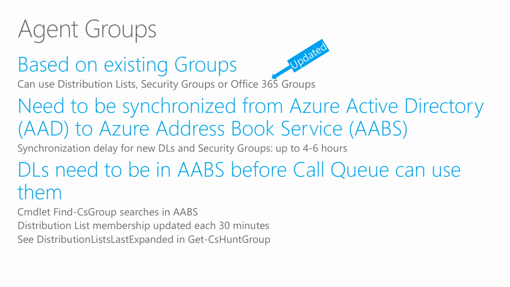Please note that the synchronization delay for a new DL, a new security group, or a new Office 365 group can take up to 6 hours. DLs need to be in AABS before a call queue can use them. If you want to verify if your DL is in AABS, you can use the Find-CsGroup cmdlet. You can also use Get-CsHuntGroup to see when this distribution list was last updated. Nested groups, so groups within groups, are also supported.